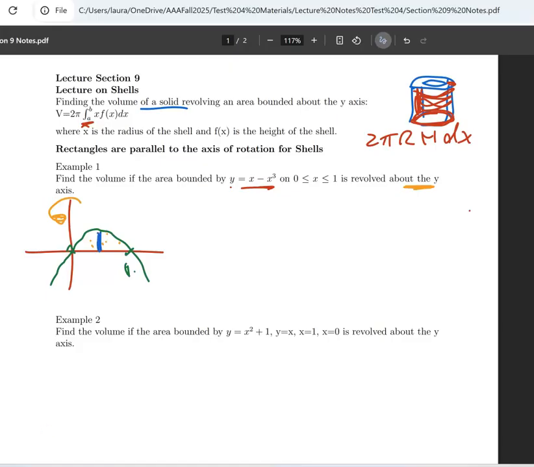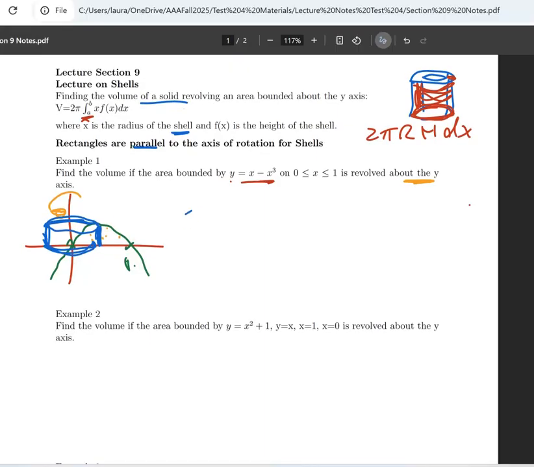So a parallel rectangle like this, and I'm going to spin that around. Can you see the shell? Yeah, okay. So parallel rectangles for shells. Just need to remember that. For discs and washers, the rectangles are perpendicular to the axis of rotation.